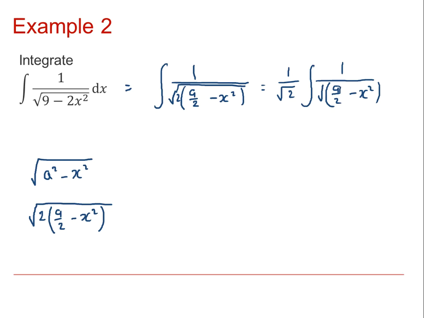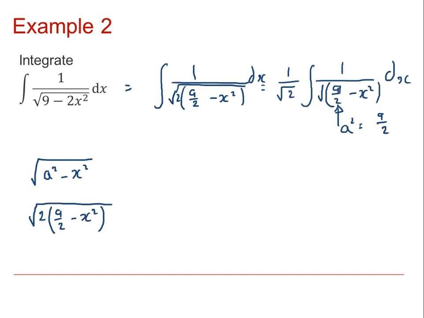Now this is in standard form. Sorry, I forgot to write the dx on both of those integrals. This is now in the standard form, where our value of a is equal to 3 over root 2. So here we've got a squared is equal to 9 over 2, and therefore a is equal to the square root of 9, which is 3, divided by the square root of 2.